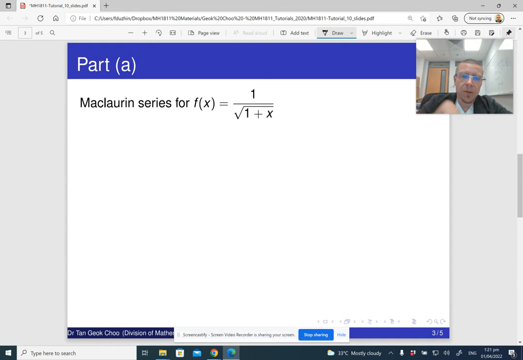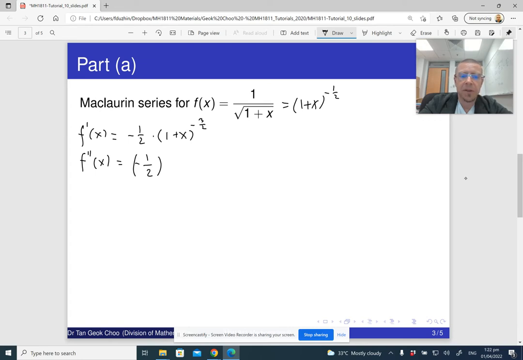So this is the function, right? The function is 1 plus x raised to the power negative 1 half. Let me just write f prime of x. f prime of x is going to be negative 1 half times 1 plus x raised to the negative 3 over 2. Then for the next derivative, I still have negative 1 half, but then I'm going to multiply by minus 3 over 2, so minus 3 over 2 times 1 plus x. Now it is minus 5 over 2.